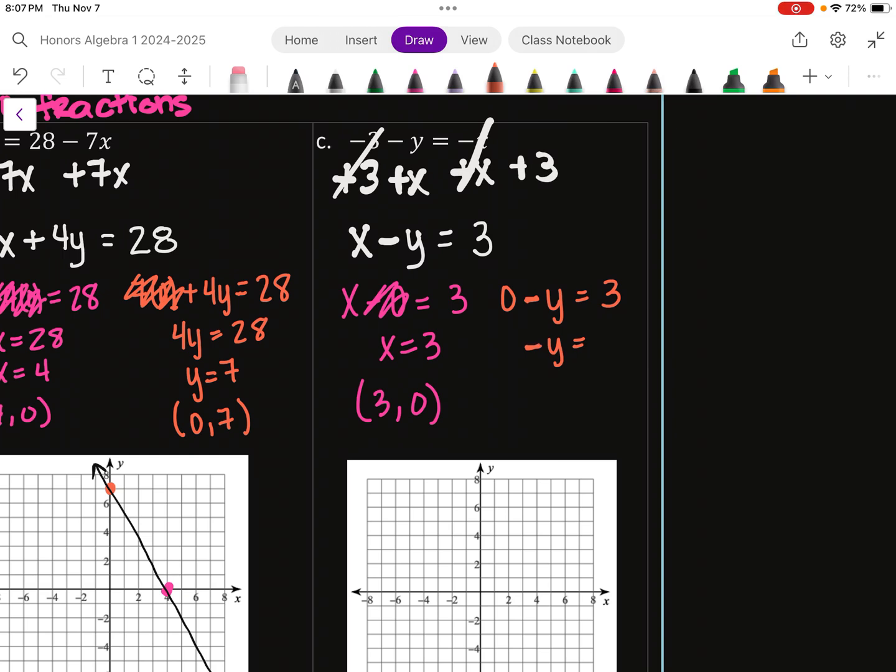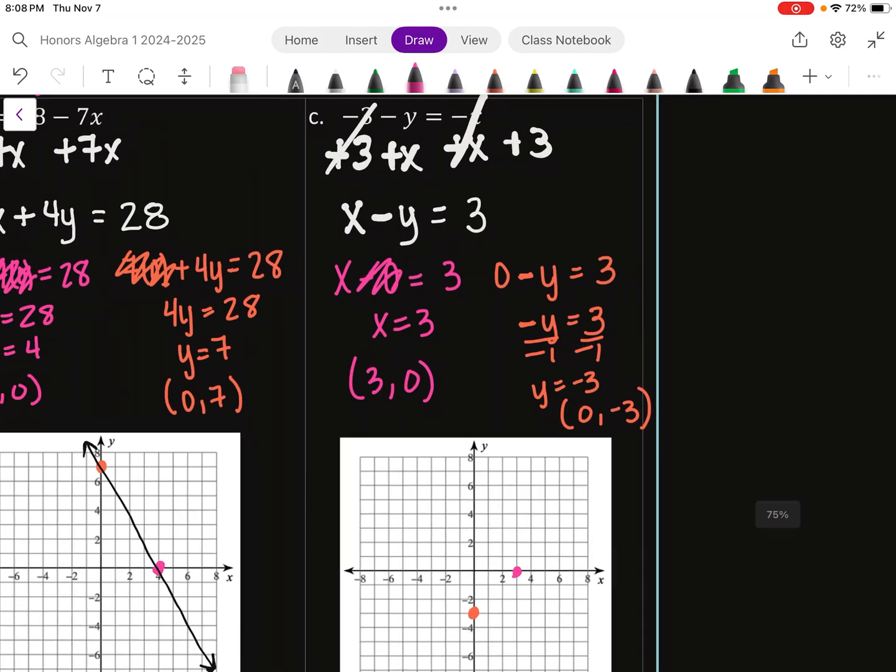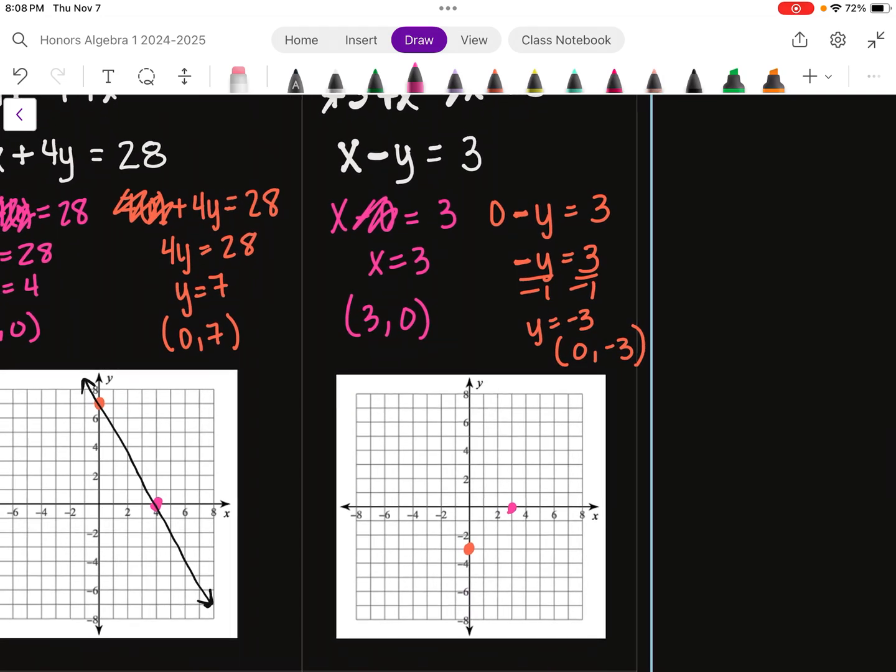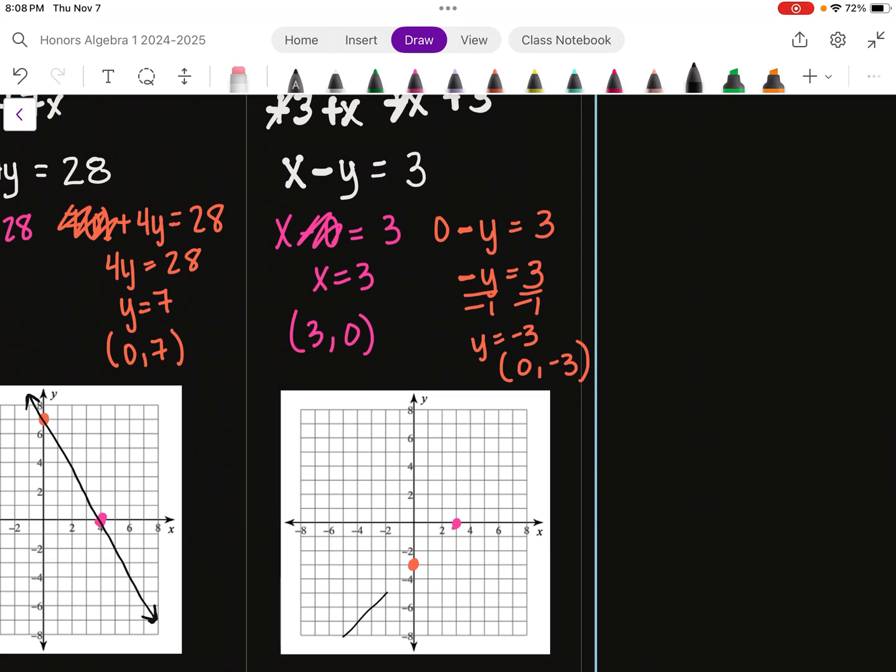Students will forget that negative is still in front of the y. It goes away when we multiply it by 0, but it's still in front of that y there, so I'll need to divide out that -1. Y is equal to -3. (0, -3). So we will plot those ordered pairs on our intercepts and then use a straight edge, hopefully, to make a nice straight line through those points.